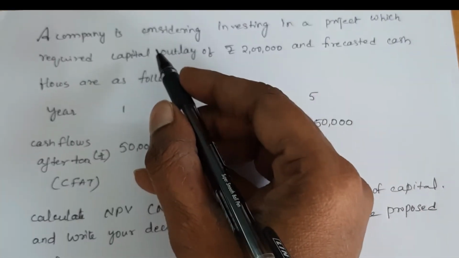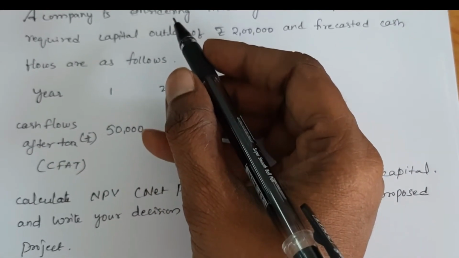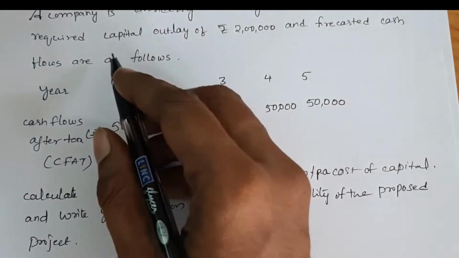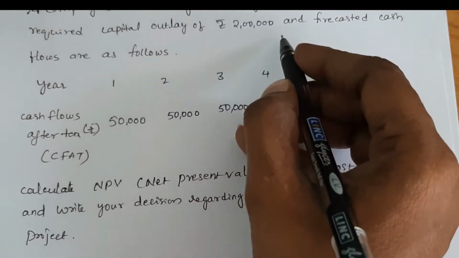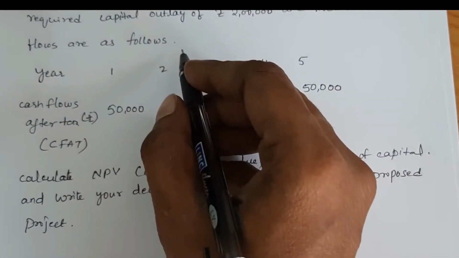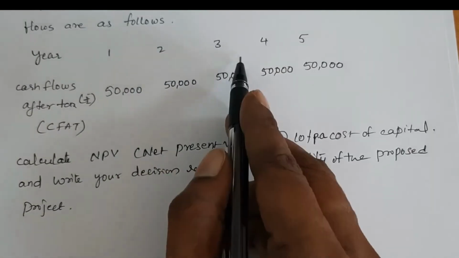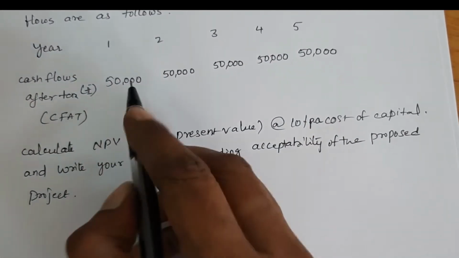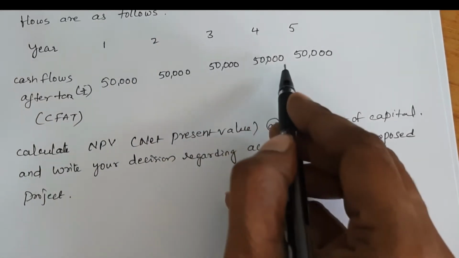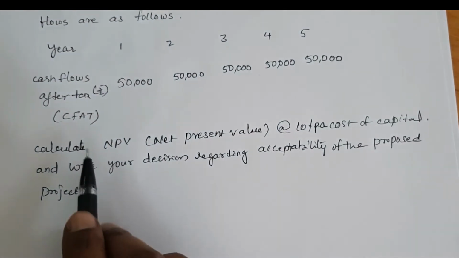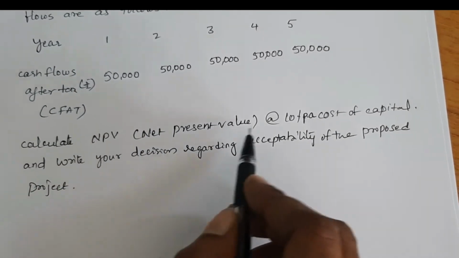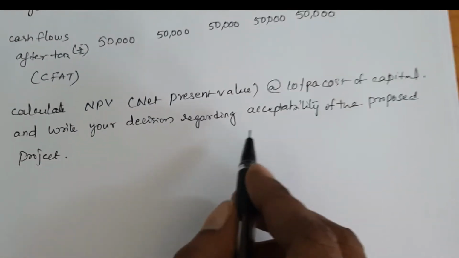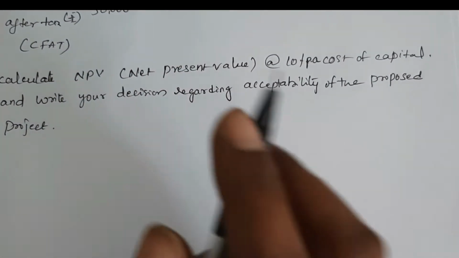Hi all, today we will see one sum on NPV in capital budgeting techniques. A company is considering investing in a project which requires a capital outlay of rupees 2 lakhs, and the forecasted cash flows after tax for years 1, 2, 3, 4, 5 are rupees 50,000, 50,000, 50,000, 50,000 and 50,000. Calculate NPV, net present value, at 10% per annum cost of capital, and write your decision regarding acceptability of the proposed project.